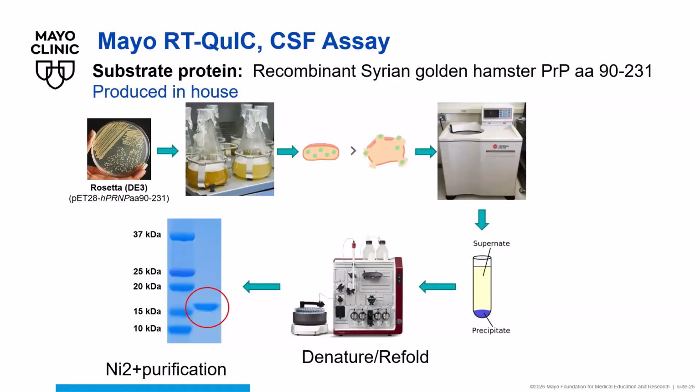Just a little bit about the assay we perform at Mayo Clinic. From my understanding, most laboratories that perform this assay produce the recombinant substrate in-house. This is the overall workflow. I only mention this because, as we'll talk about later, the quality of the recombinant protein is the critical aspect of the assay. So great care goes into producing this protein substrate, ensuring consistency and minimal differences from batch to batch. It's really the critical component in RT-QuIC assays.